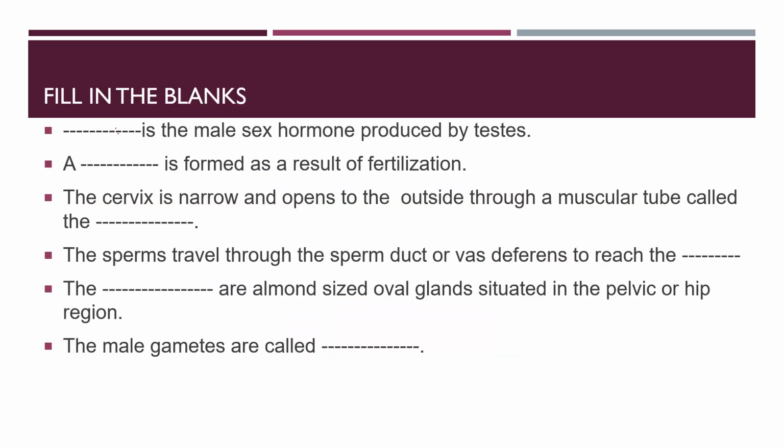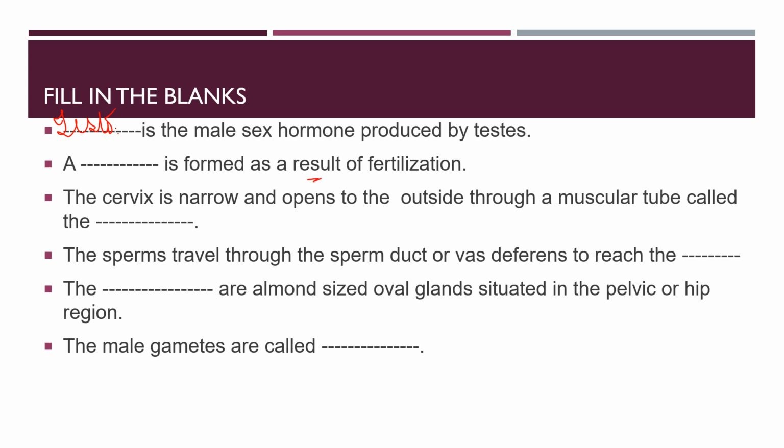Now here the first pattern is that we are going to discuss the fill in the blanks. The first one is, what is the male sex hormone produced by the testes? Dash is the male sex hormone. Just try to recall, as you have already studied in your lesson, that the male sex hormone produced by the testes is testosterone, right? It is testosterone.